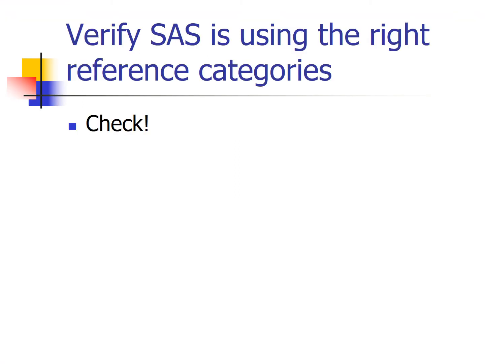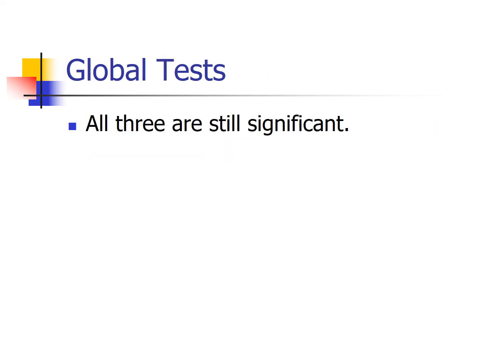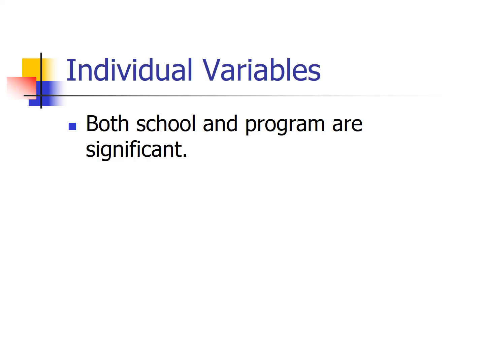So again, verify SAS is using the correct reference categories. The goodness of fit tests have high p-values indicating an adequate fit to our data. All 3 global tests still significant. School and program are significant. Both variables are useful to our model.